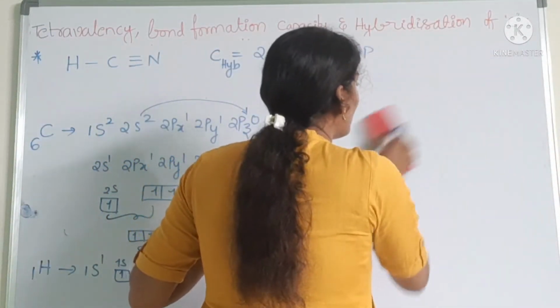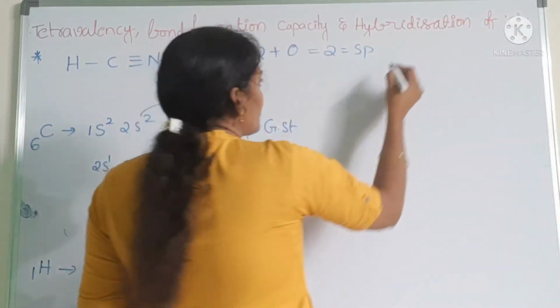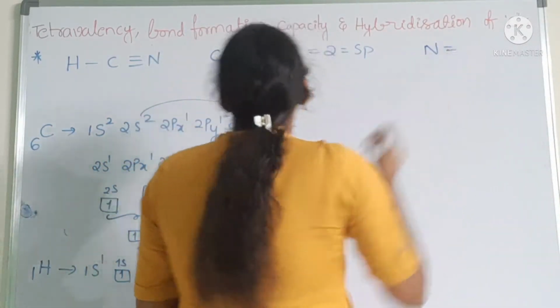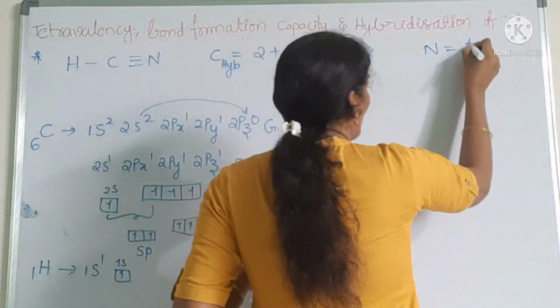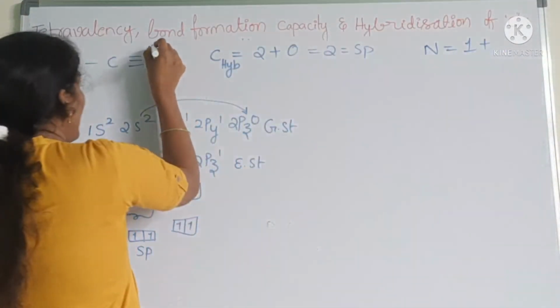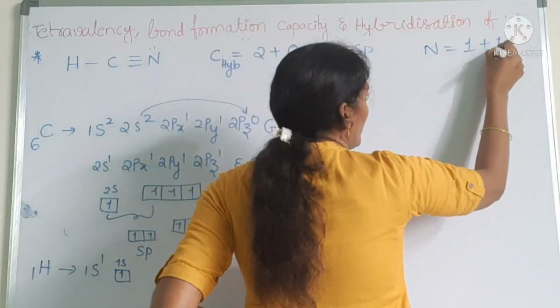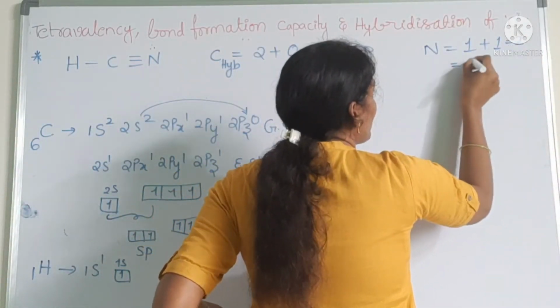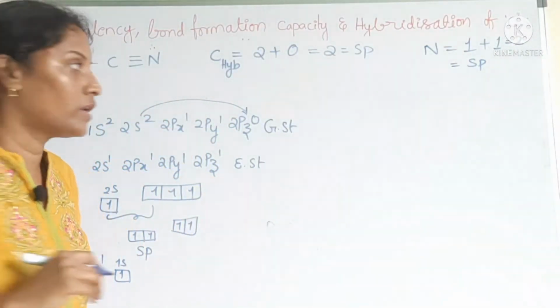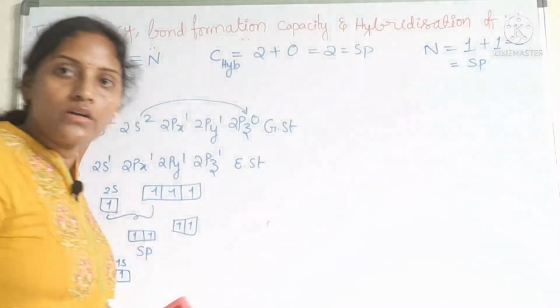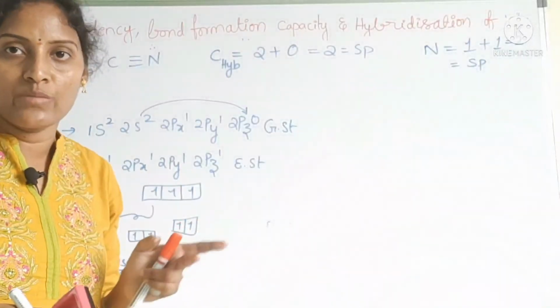If you take nitrogen, nitrogen attaches with only one atom. So 1 plus nitrogen has one lone pair, so that 1 is equal to 2. That means nitrogen is involved in sp hybridization in the HCN molecule. Hydrogen is not involved in any hybridization.